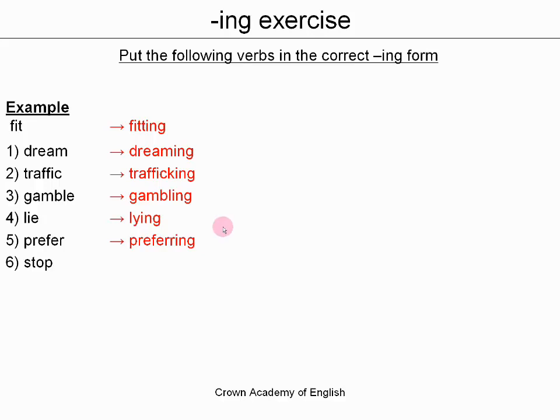Question 6. Stop becomes stopping. We have a 1 syllable word with a single vowel and a single consonant at the end. So that means we have to double the letter P and add ing.